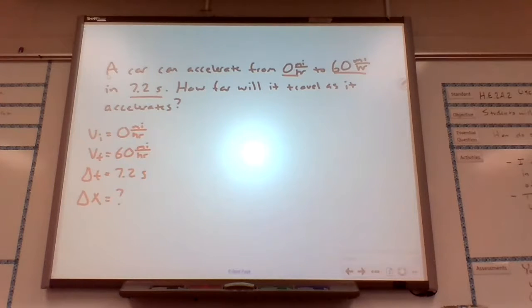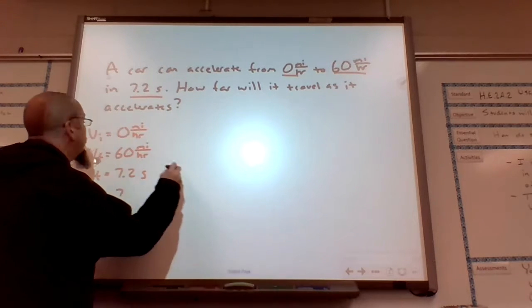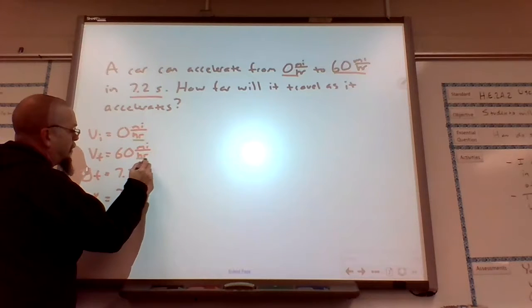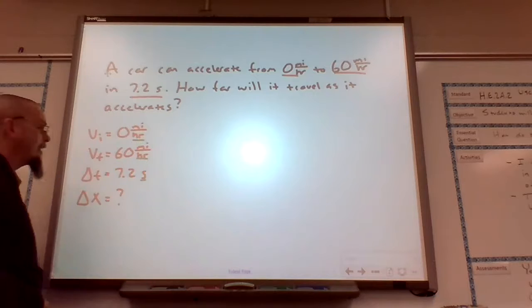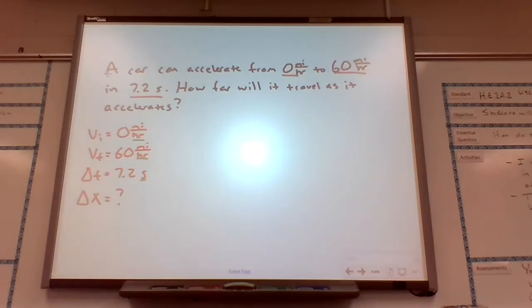So again, same way I started the last one. Now when I look at these units, I see that I don't have unit agreement. My velocities are in hours, but my time is in seconds. Because of that, units won't cancel out the way they're supposed to cancel out, and we won't be able to calculate delta x with the numbers that we're given. So we're either going to have to convert both of our velocities into miles per second, or we can convert our time from seconds into hours.